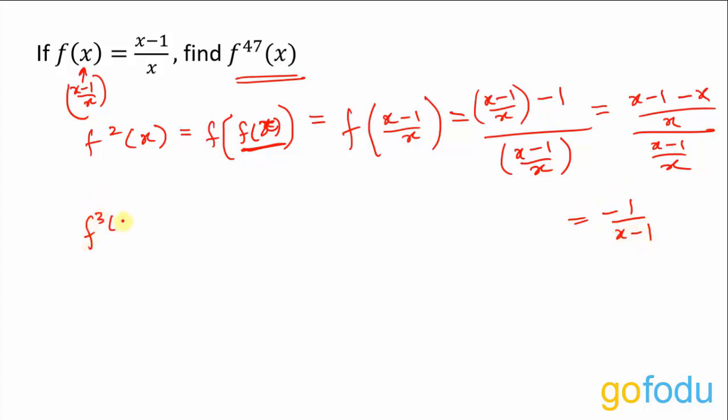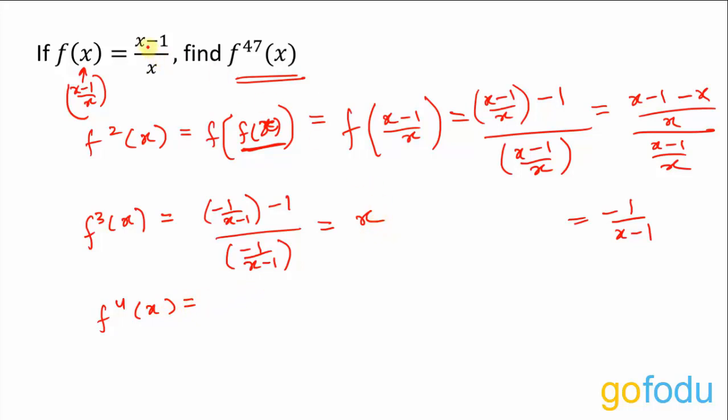f3x will be, we'll put minus 1 upon x minus 1 in place of x here, and that will be minus 1 upon x minus 1 minus 1 upon minus 1 upon x minus 1, which will come out to be x. f4x will be, we'll put this x in place of x here and we'll get x minus 1 upon x. So f1x is x minus 1 upon x. On applying the same function a third time, this was first time, second time and third time, we are getting f4x as x minus 1 upon x. We are getting the same result.